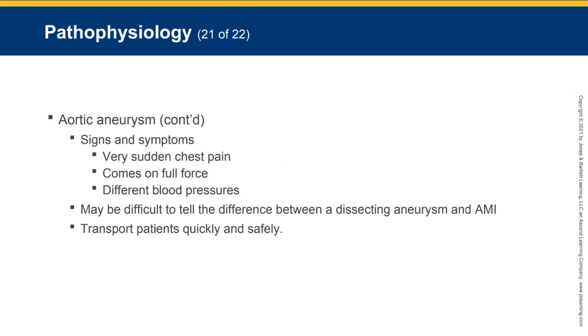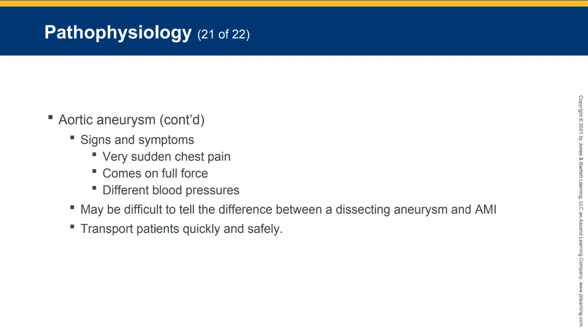So signs and symptoms: very sudden chest pain, severe from the onset, comes on full force, difference in blood pressure. So if you do a blood pressure on the right and a blood pressure on the left, you're gonna get two different readings. It may be difficult to tell the difference between a dissecting aneurysm and an AMI. Transport the patient quickly and safely.